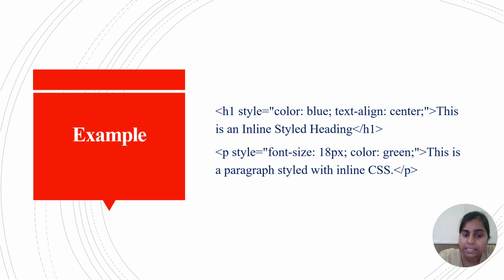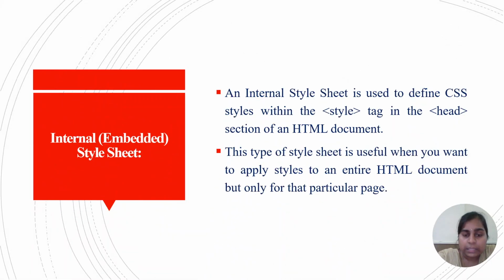The paragraph tag is here, and the paragraph element also has a style attribute. The style attribute has the property values font size 18 pixels and color green. These two are the property values for the style attribute. Here I am applying the font size and green color for the paragraph tag only. These property values and attributes apply to each element individually.